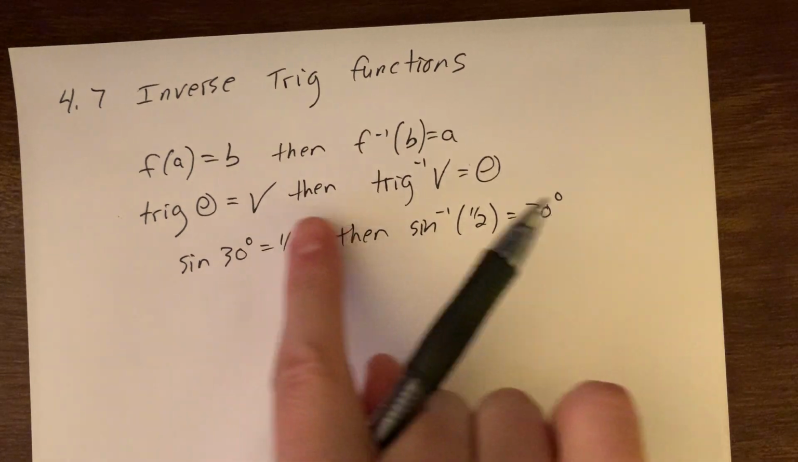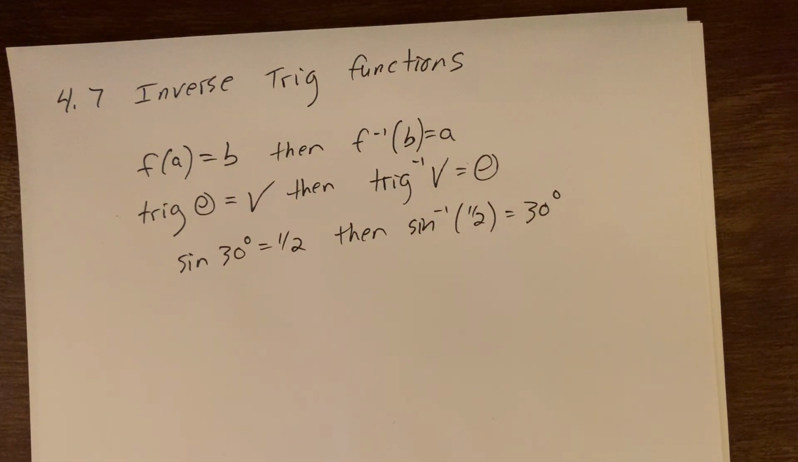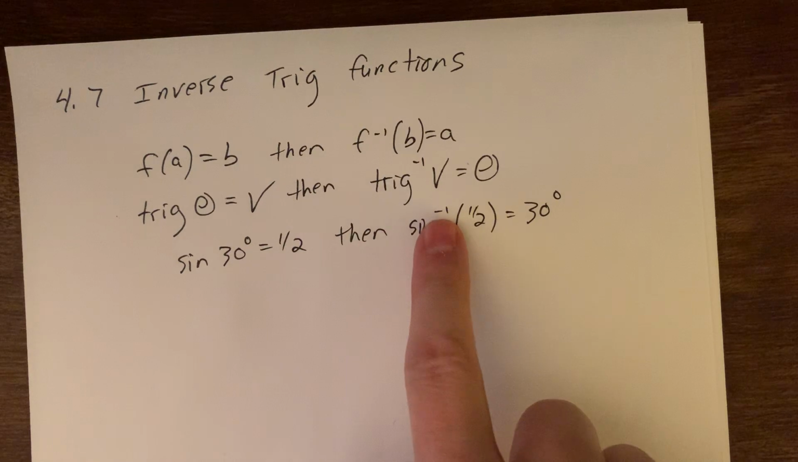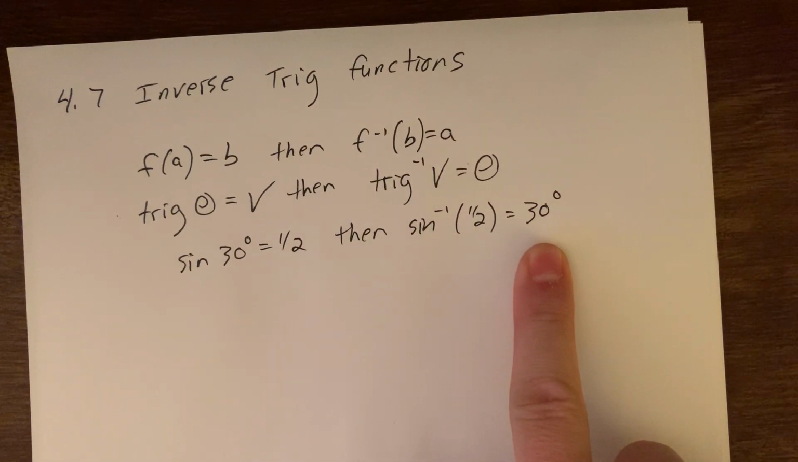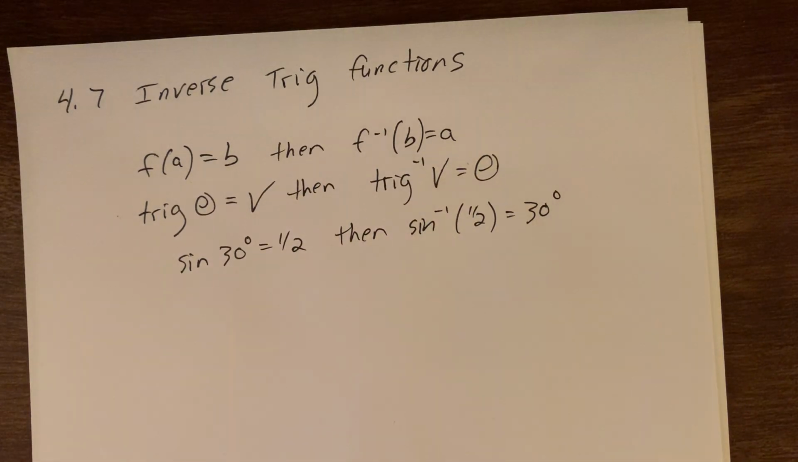So we want to get used to this reverse relationship the same way we did with exponentials and logs, being able to flip back and forth. If we know sine of 30 degrees is 1/2, then we know the inverse sine of 1/2 is 30 degrees. So we still get that same back and forth relationship.